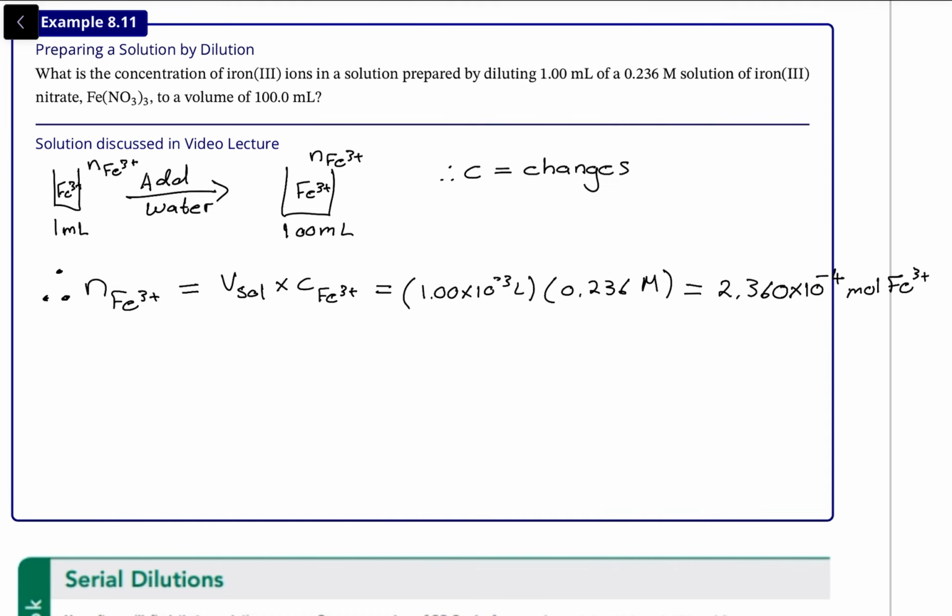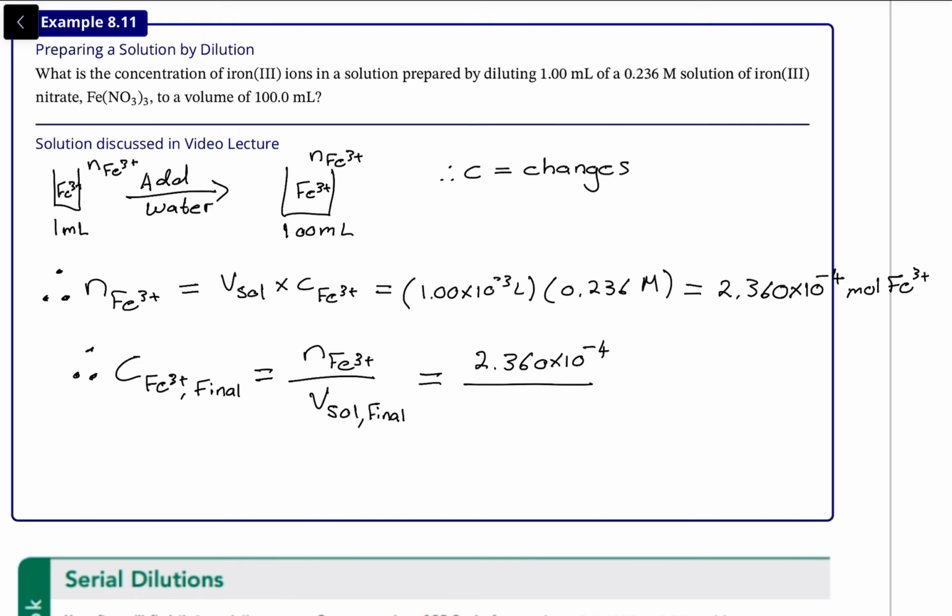And this is the number of iron in the 100 milliliter as well. So that just means the concentration of Fe3+ final, we want to call it that, so the final concentration is going to be the number of mole of Fe3+ divided by the volume of the solution, final. And that is this 2.360 times 10 to the negative 4 divided by 100 milliliter, which is, of course, 100 times 10 to the negative 3 liter. Why? Because we want a unit of mole per liter. We want molar, right? And that gives us a value of 2.36 times 10 to the negative 3 molar.